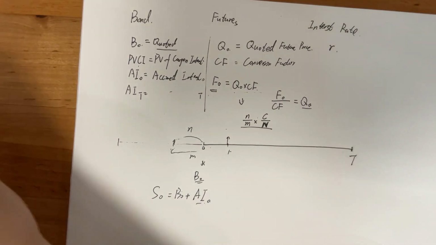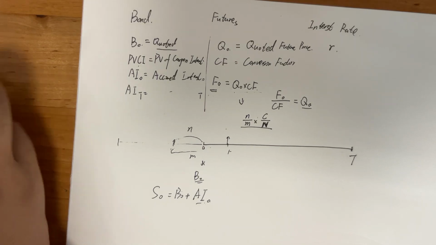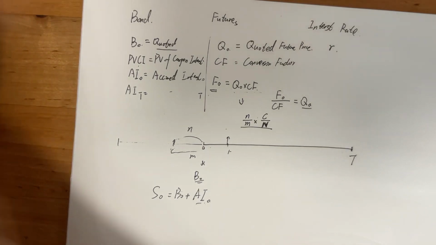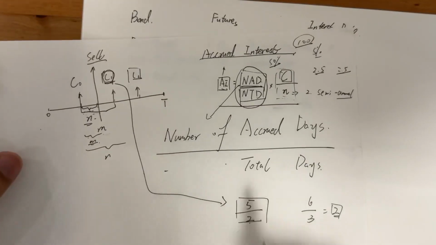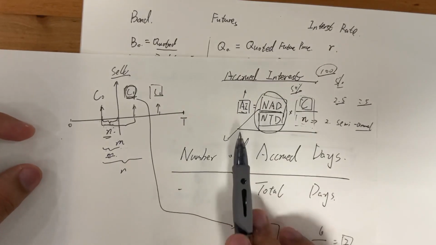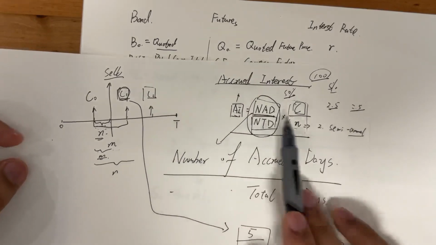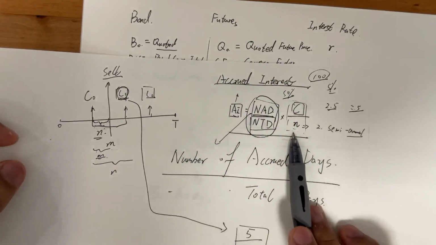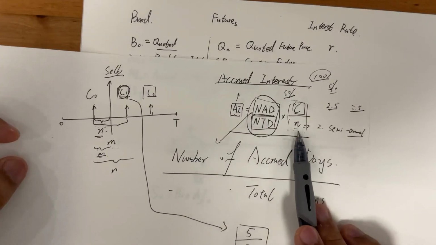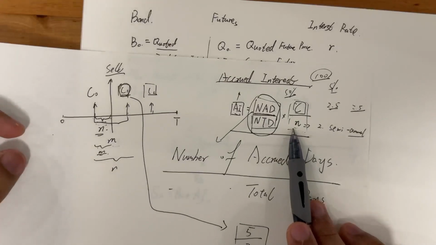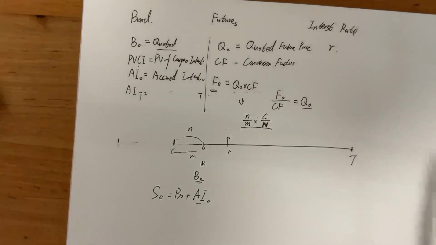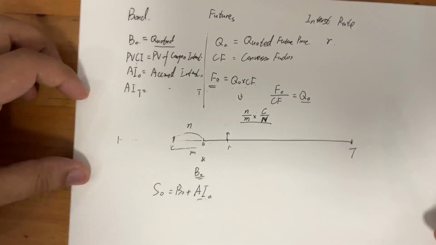I believe I already wrote that down previously, like here. Okay, so basically it's a formula like this: accrued interest equals the number of accrued days divided by the number of total days, multiplied by the coupon divided by the number of times that you can pay coupon during the year. All right, so it's something like that. Okay, so yeah, let's continue.